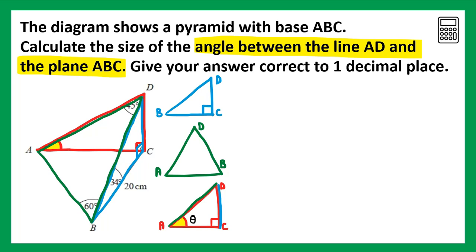Starting off with the blue triangle, I'm using this to find the shared length DC. The angle formed between DB and C is given as 34 degrees, and the length that runs from B to C is also given as 20 centimeters, labeling CD as the opposite, BD as the hypotenuse, meaning that BC is the adjacent.